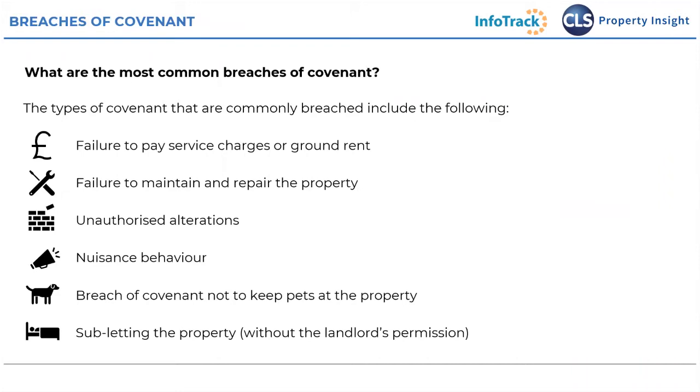So what then are the most common breaches of covenant? The types of covenant that are commonly breached include the following: failure to pay service charges or ground rent, just as discussed, failure to maintain and repair the property, unauthorized alterations, nuisance behavior, breach of a covenant not to keep pets at the property, or subletting the property, of course, without the landlord's permission.